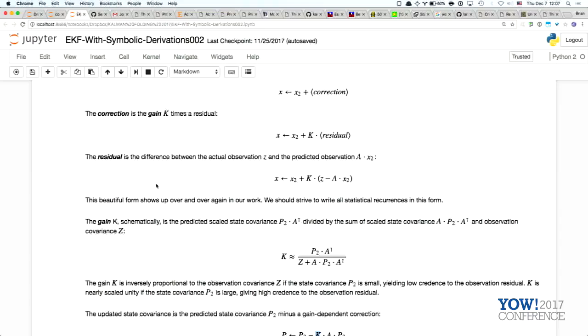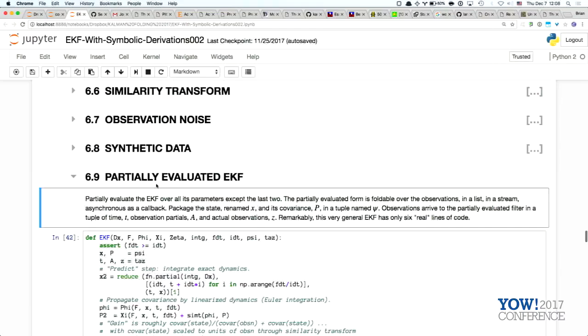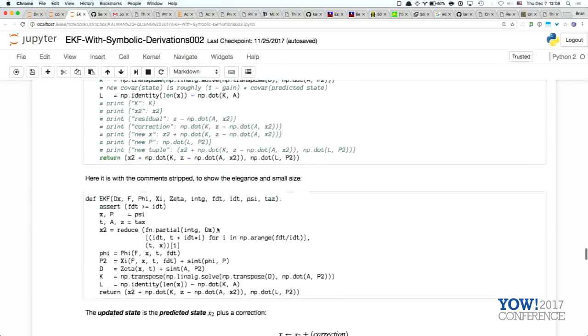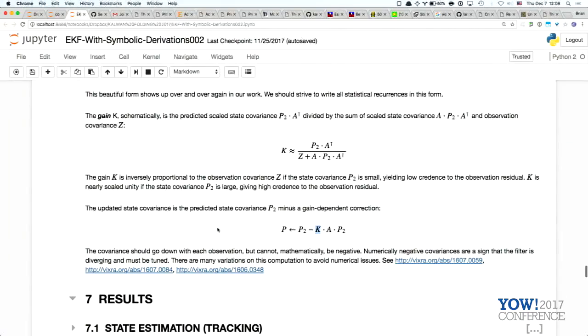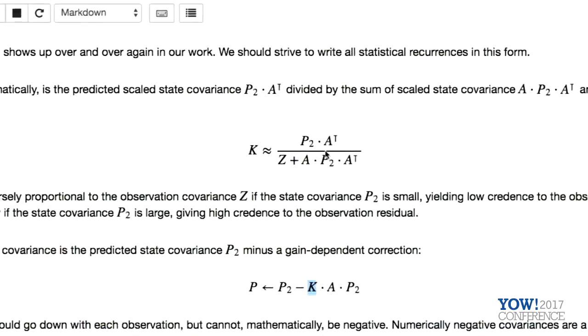How do I compute the model observation? I take the model, which is deterministic, and multiply it by the old estimate. The old estimate is called x2 here for other reasons. So that's it. What does this gain look like? This is where it gets really cool.